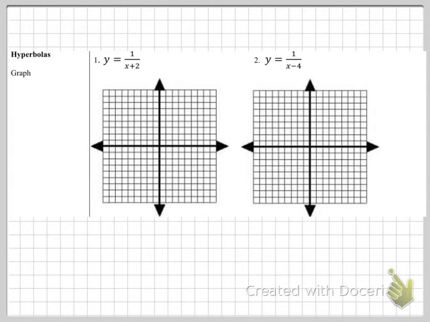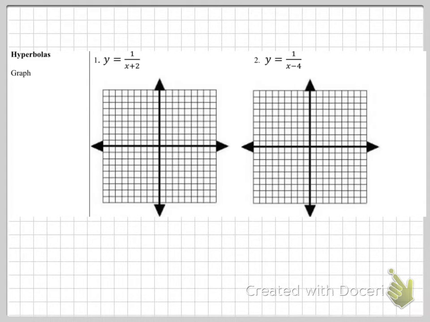horizontal asymptote is, we'd graph it as a dotted line because it's imaginary, that your graph gets closer and closer and closer to, but never really touches it. And then a vertical asymptote, same idea. It's a vertical line that your graph gets closer and closer to, but never really touches it. So what we've been looking at are hyperbolas.